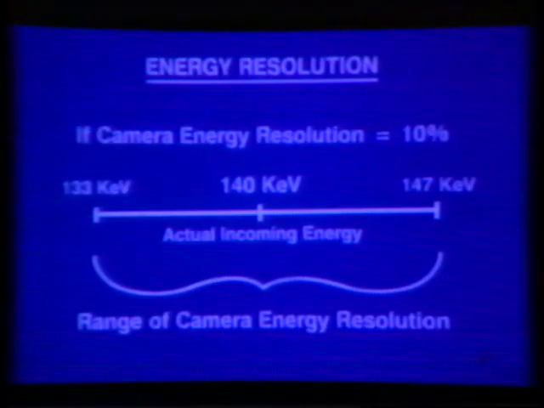If the energy resolution of a camera is 10% and only 140 keV photons are striking the crystal, the system will see photons ranging from 133 keV to 147 keV. That is, it can only determine to within 14 keV what the actual incoming energy really is.